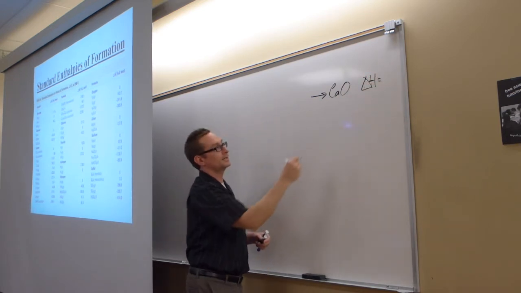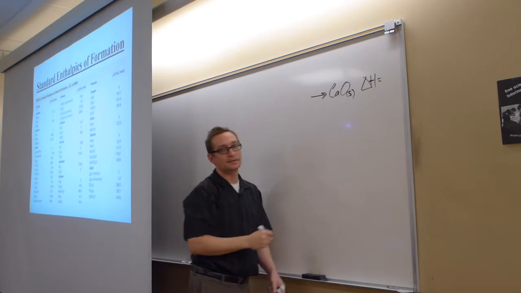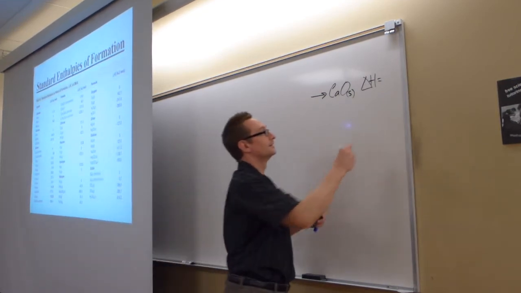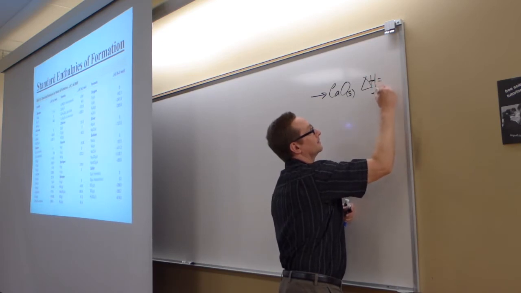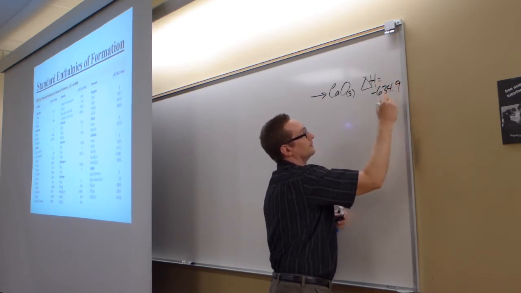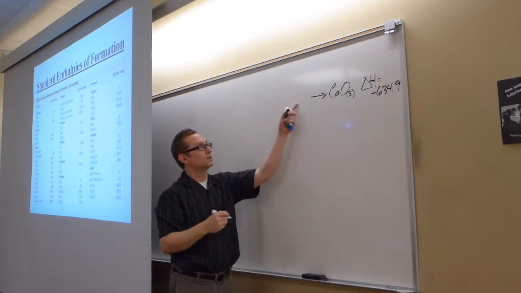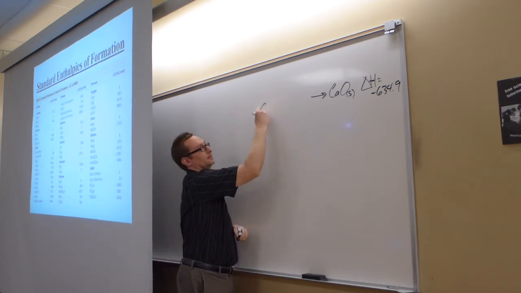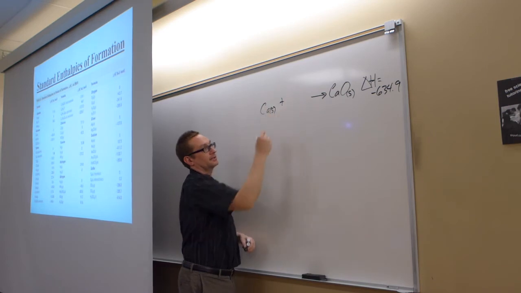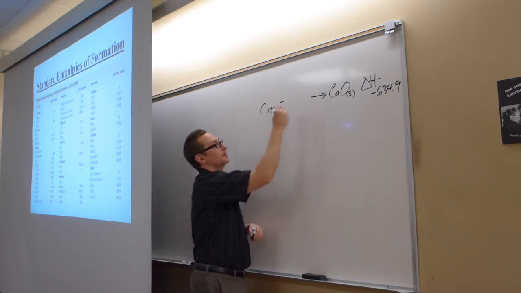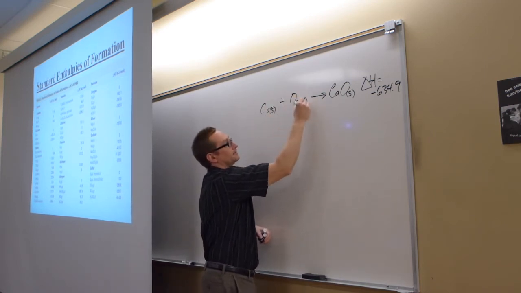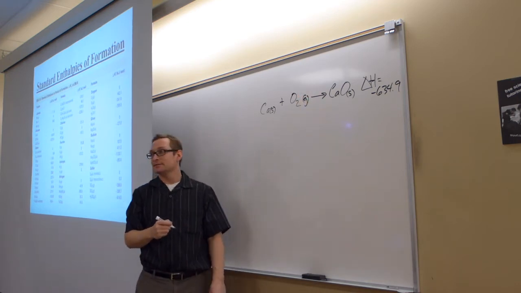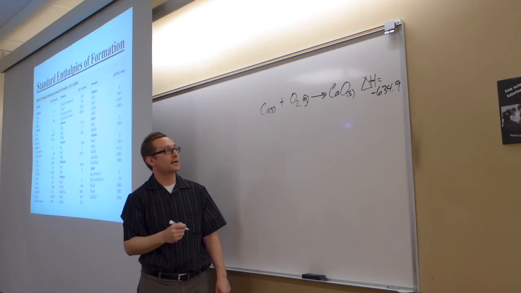Alright, so calcium oxide is solid. The enthalpy of formation is negative 634.9 kilojoules. What are the standard elements that would produce that? Ca solid plus O2 gas. Right, so is that balanced? It's not, right? So how would I balance that?